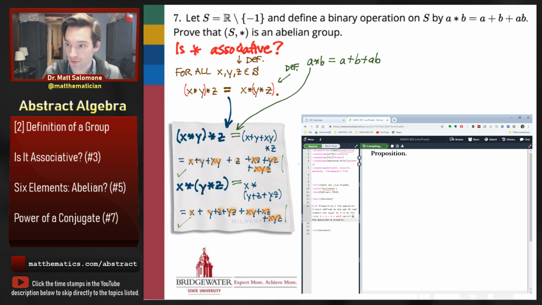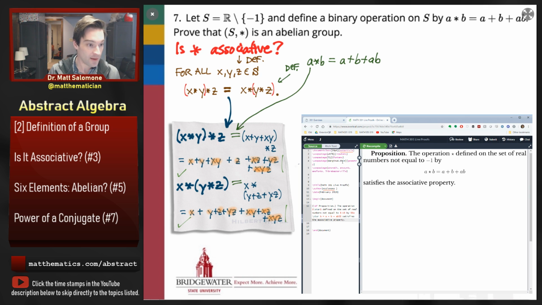All right, so now I've just typed in my proposition. This is the thing that I want to show is indeed true. I'm just tweaking a couple of things to make this look as nice as possible. Okay, so this is the proposition that we're called upon to prove here. Now let's try to write a proof.